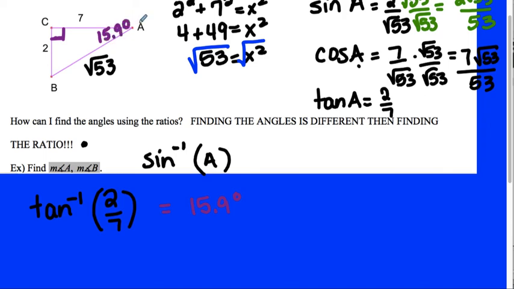Now, that's the only time I actually have to use the inverse on my calculator, because I can find B by doing 90 minus 15.9, which gives me 74.1. So angle B would be 74.1.